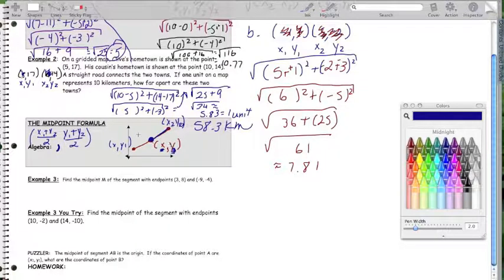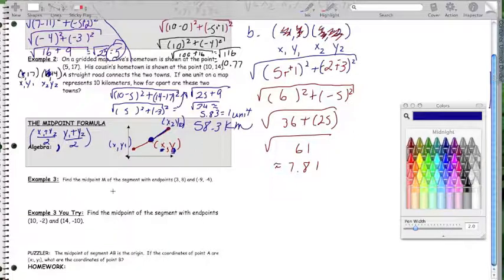Really, we're just finding the average. We're adding the x's up, dividing by 2, it brings us to the middle. We add the y's up, divide by 2, it brings us to the middle. That's all this is, finding the average. Okay? So that's where that comes from. Whoops. Oh, I'm at the bottom already.